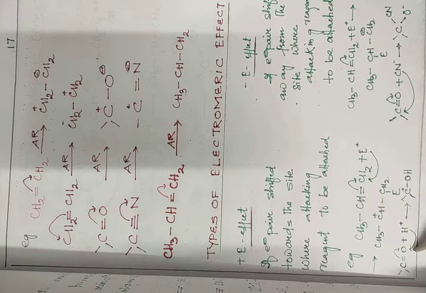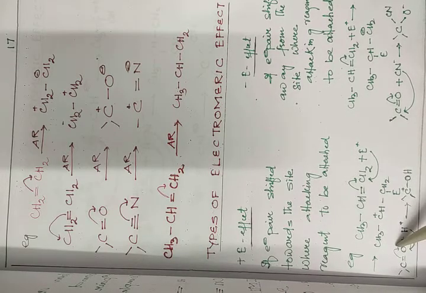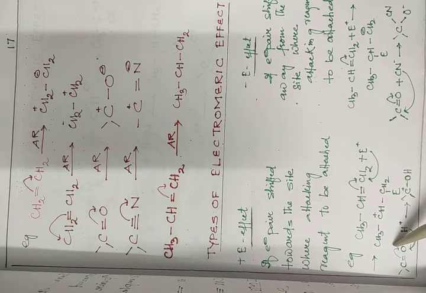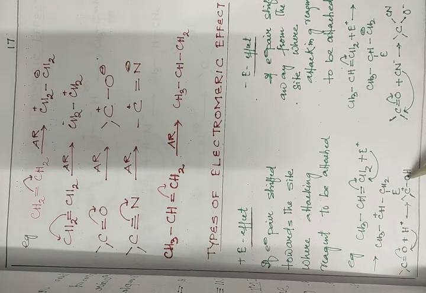The next example is a ketone. Here the attacking reagent is hydrogen, which is electron deficient. The bond breaks and the electrons are given to the oxygen, so the oxygen will have more electrons. Then the other carbon will be attached to the OH, and we get the product.